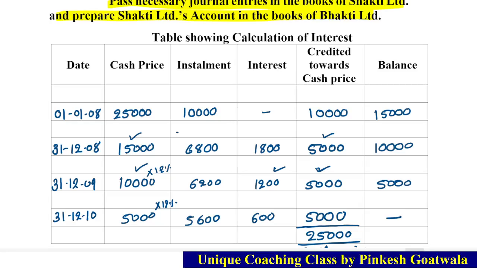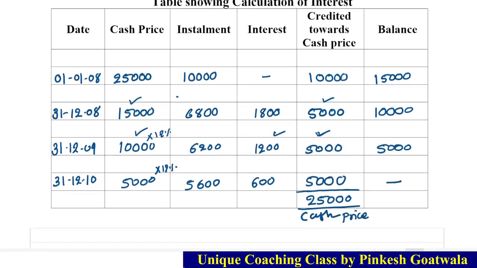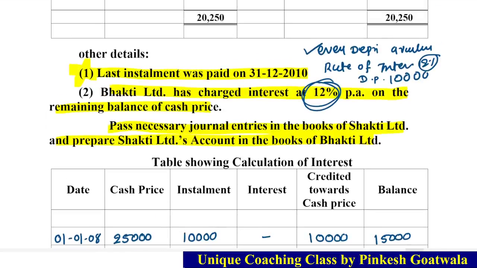Clear? So here you are going to understand the new point. This was the total payment we make, credit towards cash price. The total of that will be our cash price. Now the remaining calculation, the accounts and journal, you can do yourself.